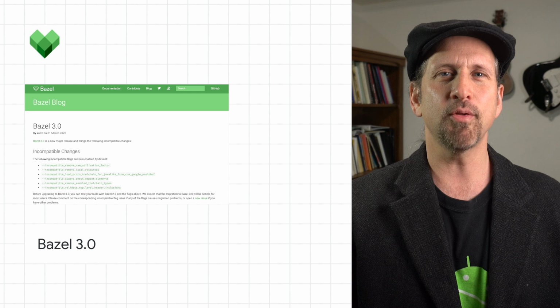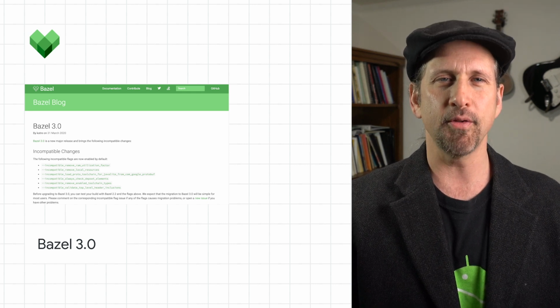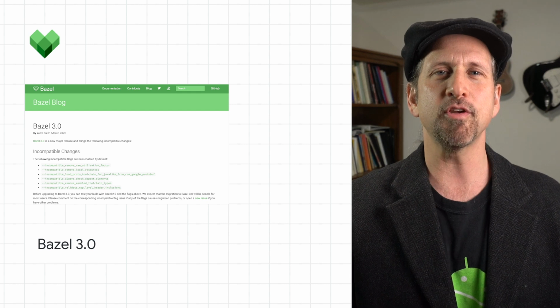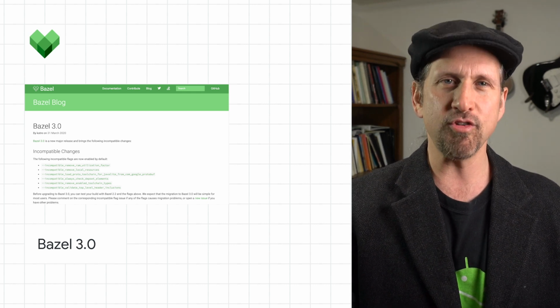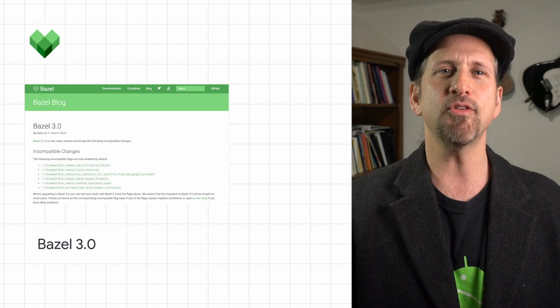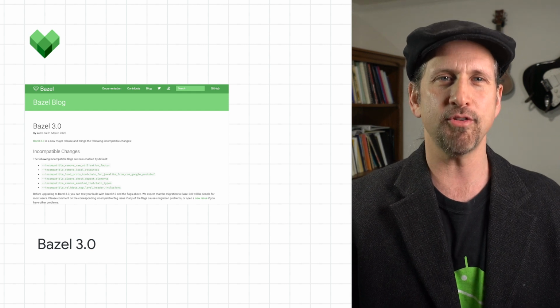We released Bazel 3.0, a new major release of our open-source, highly scalable build system, and we expect that the migration to Bazel 3.0 will be simple for most users. Check out the post to see important changes, community updates, and how you can set incompatible flags in Bazel 2.2 to help test your build before upgrading.